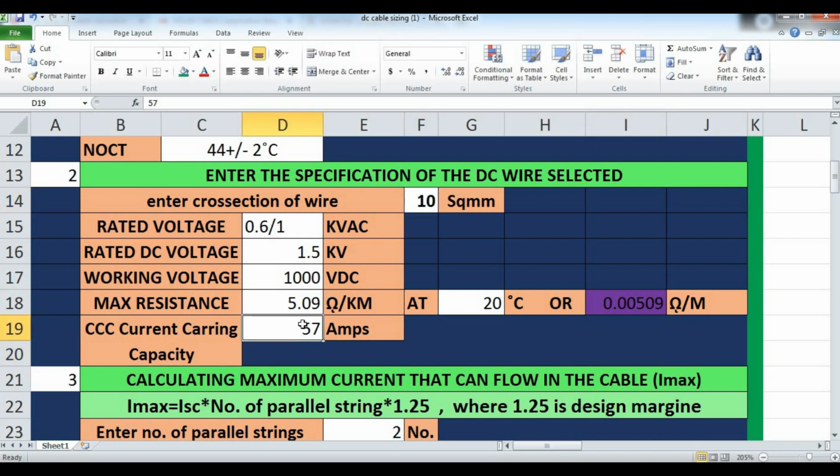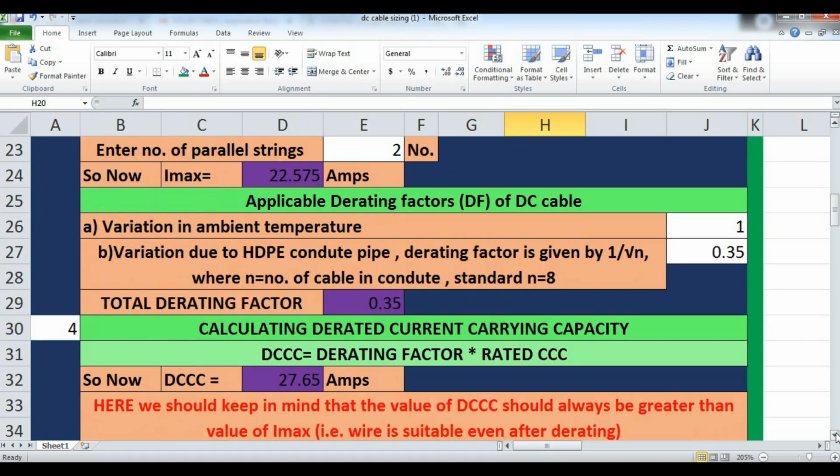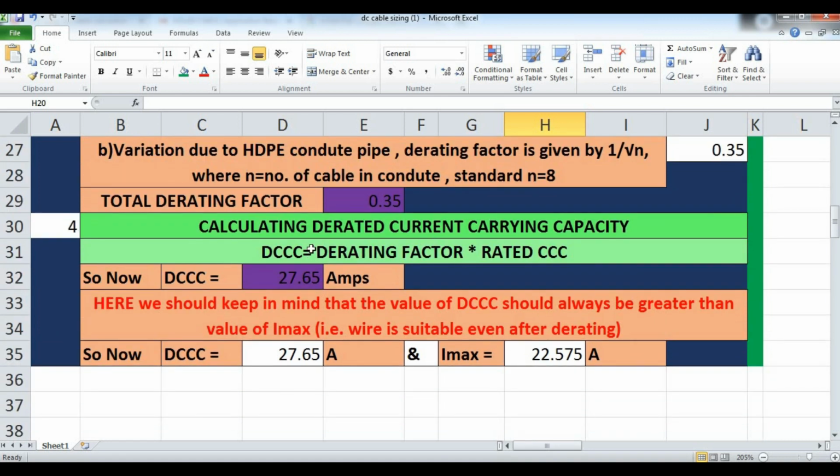So what will happen? Now you can see our DCC, that is our derating current capacity, has become 27.65 ampere. Here, as you can see, our derating current capacity is again much higher than our Imax. So this is satisfying our condition, and for this particular system design, we can use a 10 square mm cable.